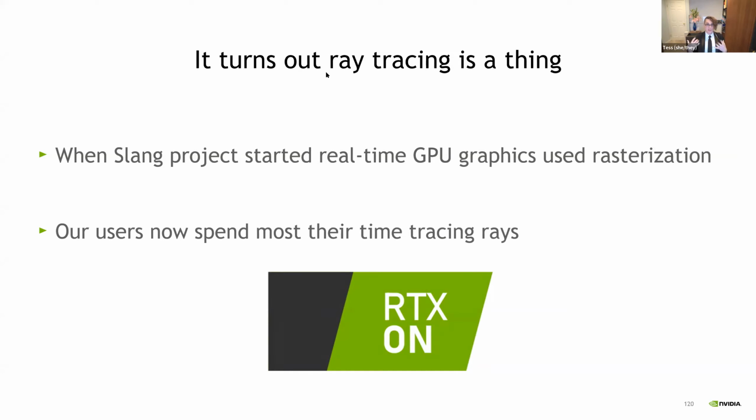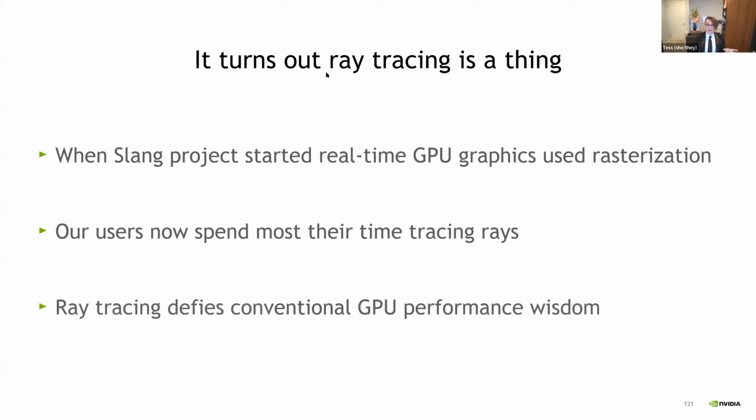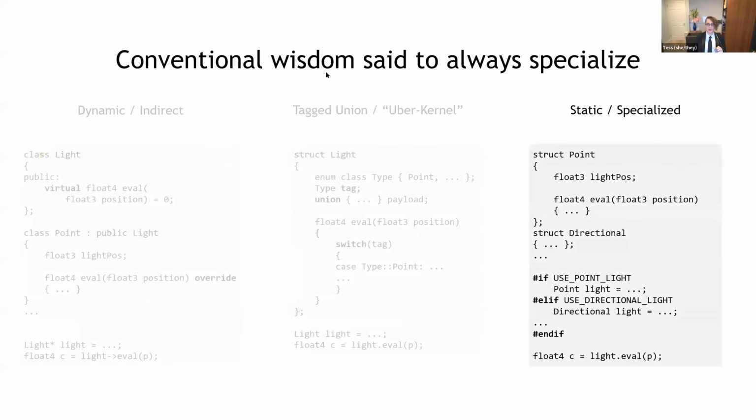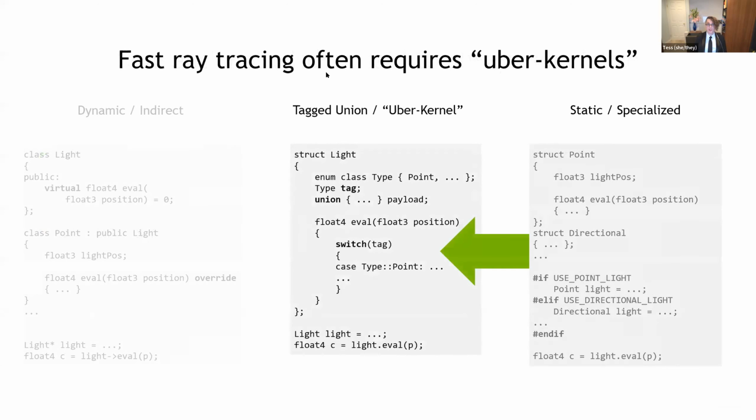It doesn't change the language they wanted to write it in, but it does change a lot of things about the performance characteristics. In practice, ray tracing defies most of the conventional wisdom of GPU performance that I described earlier. Most of what we understand doesn't perfectly match this world. So again, the conventional wisdom said we should always specialize, this case on the far right of our choices of polymorphic dispatch. But if we want to implement fast ray tracing systems, very often we have to build these uber kernels. So already we're moving a little bit more to the left.